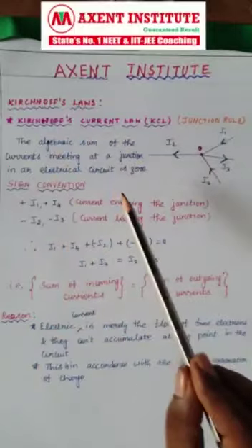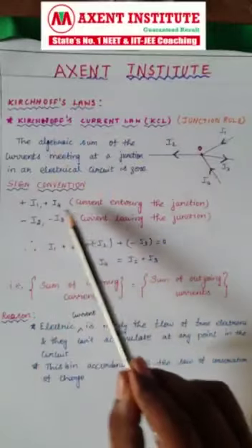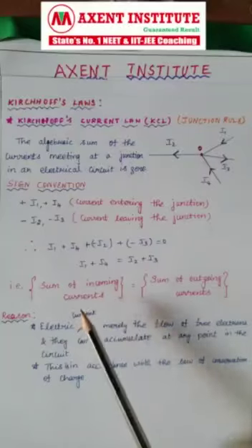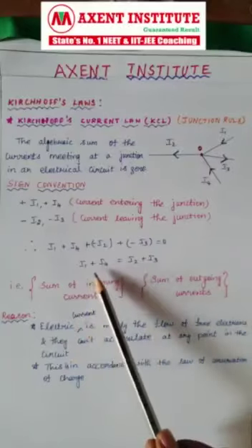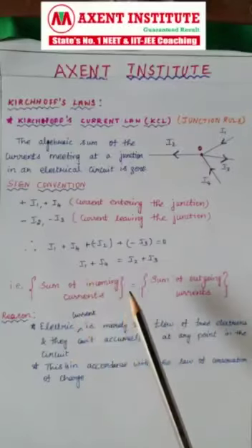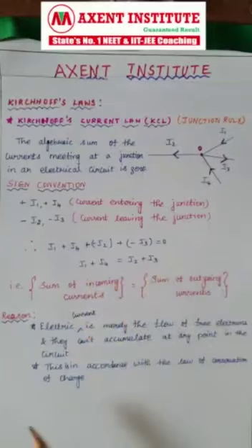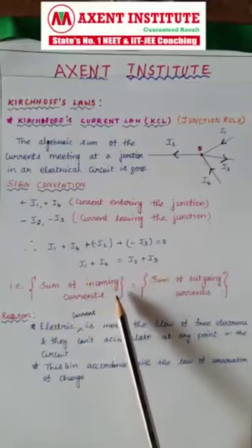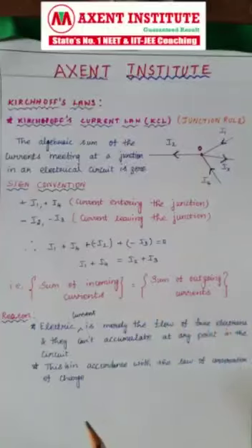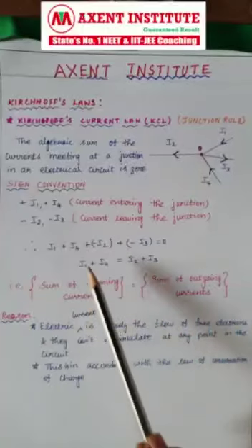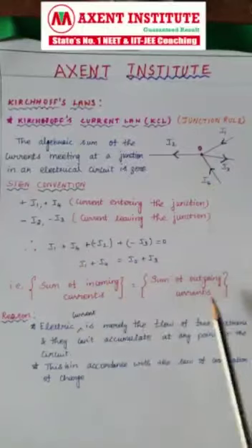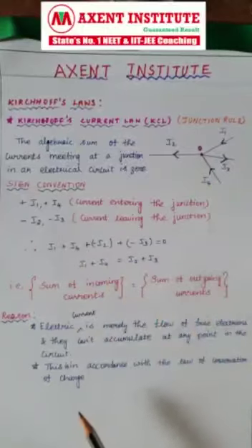So we take the sum based on the sign: I1 plus I4 minus I2 minus I3 is equal to 0. Then I can say I1 plus I4 is equal to I2 plus I3. That is, the sum of incoming currents, I1 and I4, is equal to the sum of outgoing currents, I2 and I3.